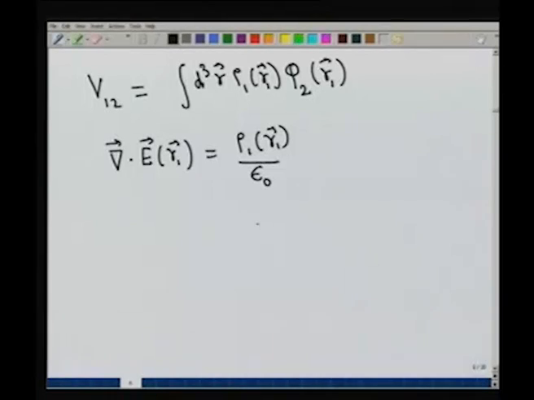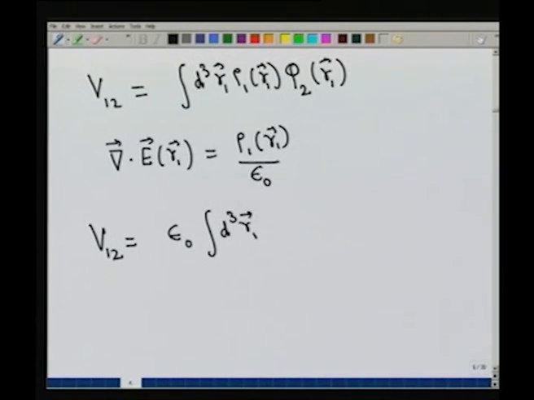So, what I shall do is to replace rho 1 of r1 by epsilon naught divergence E of r1. If I did that, what do I get? I get V12 is simply given by epsilon naught integral d cubed. So this is an r1 which is sitting here.